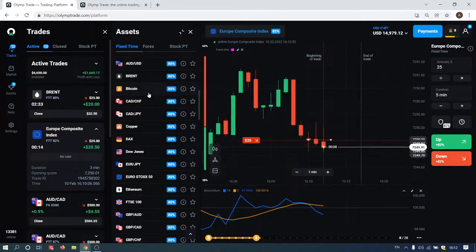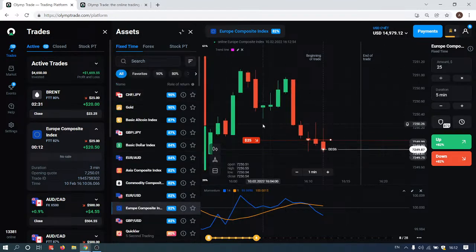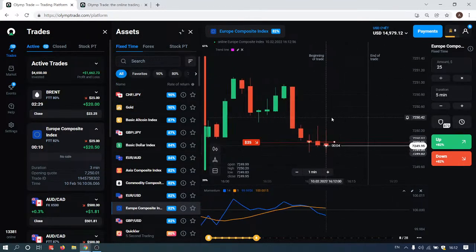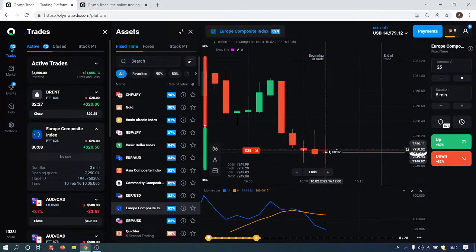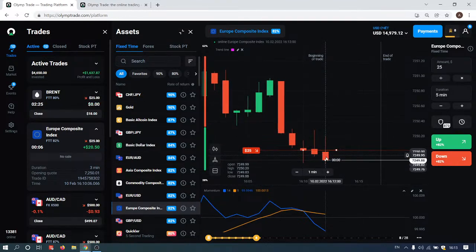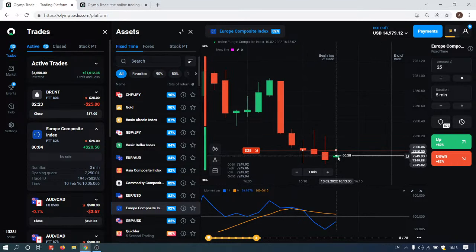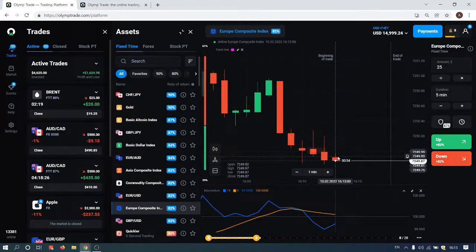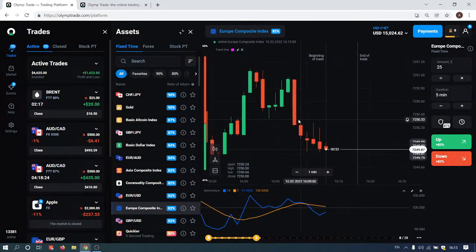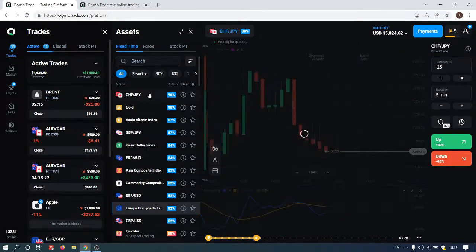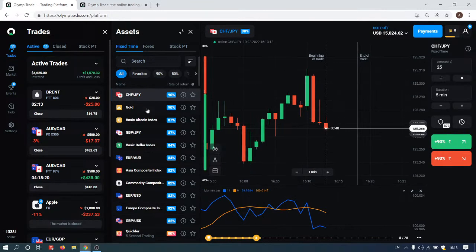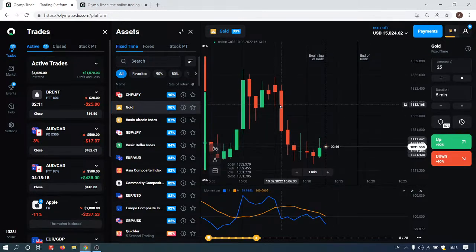So let's watch. 10 seconds to go on Europe Composite Index. The price has not gone much downwards. So last 2 seconds, and hopefully it will close in profit. Yes, nice, it does close with a profit. That's my third, no, sorry, that was my fourth trade so far.